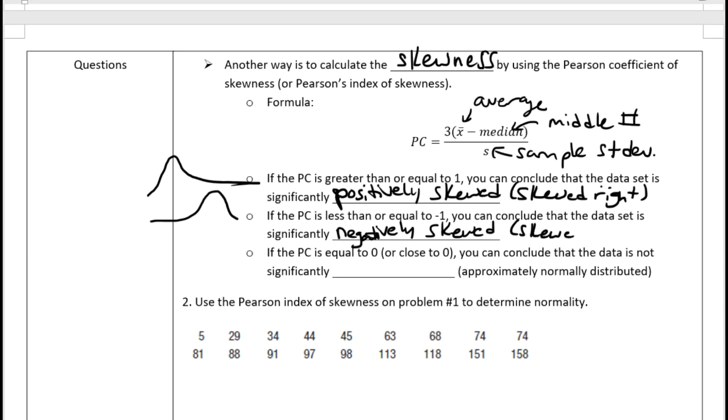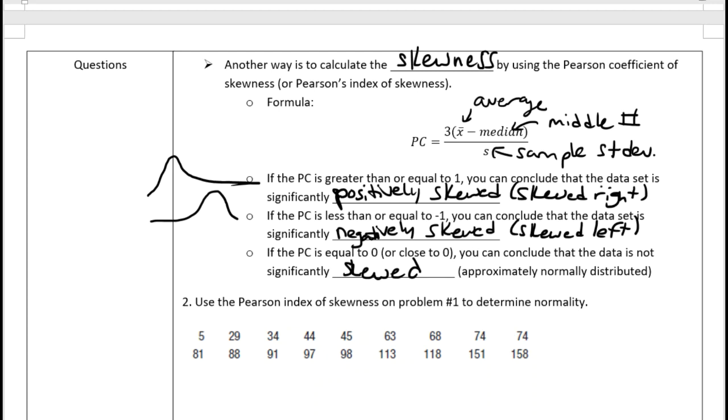Or skewed left. If the Pearson coefficient is equal to 0, also make that correction in your notes. I think it said 1. It should say 0. If it's equal to 0 or it's close to 0, then we can conclude that the data is not significantly skewed. So it's probably going to be normally distributed or close to it.